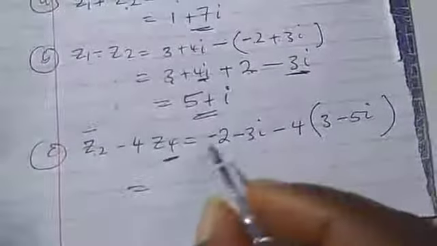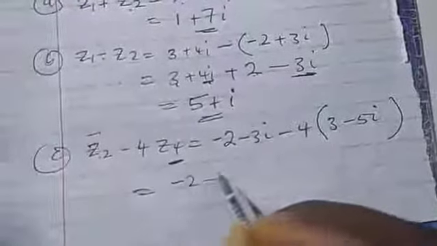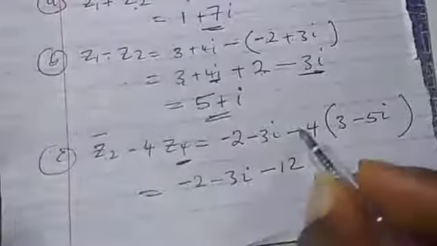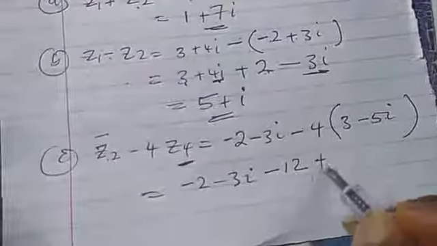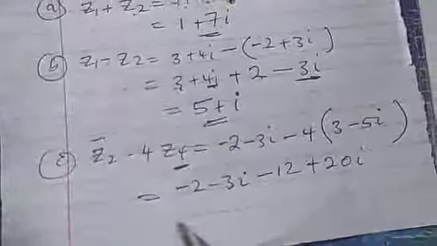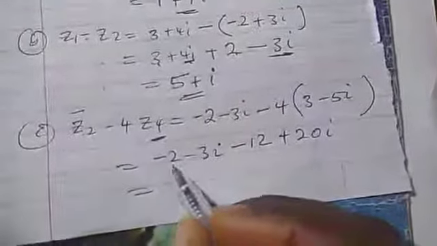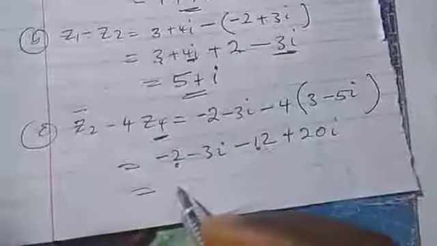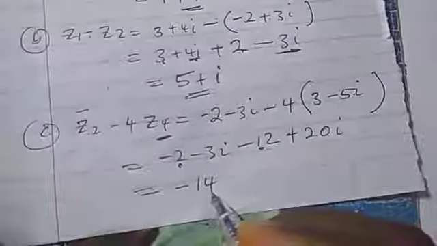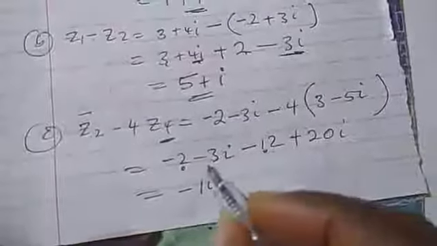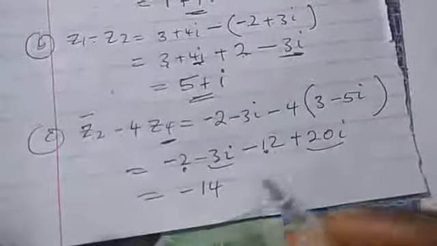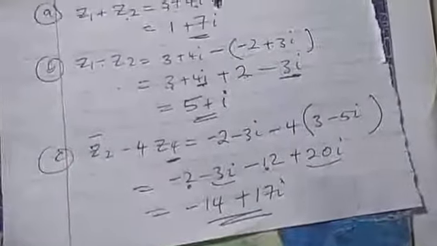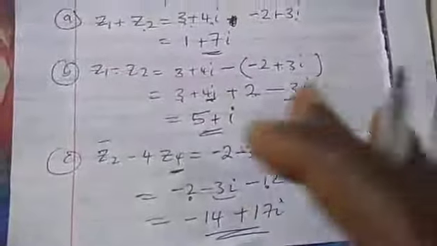Now if you expand, what do we have? We have minus 2 minus 3i. If you expand this one, it will become minus 12, minus times minus here will be plus 20i. Now let's take the real parts. These are the real parts. So minus 2 minus 12 will give me minus 14. Now for the imaginary parts, minus 3i plus 20i will give me 17i. So that is for that.